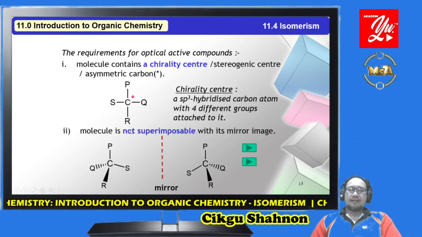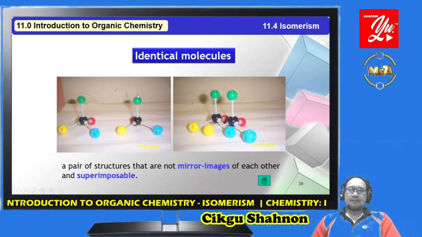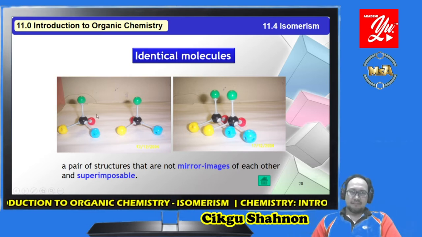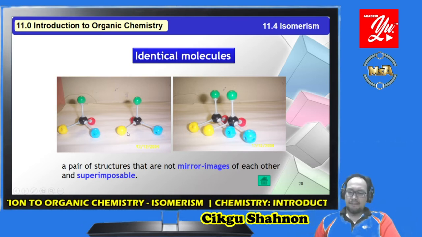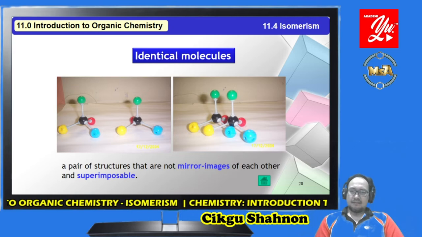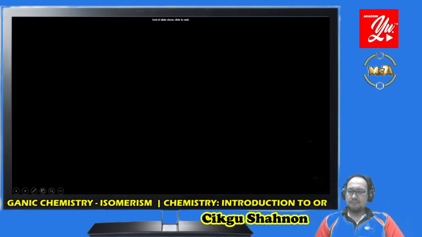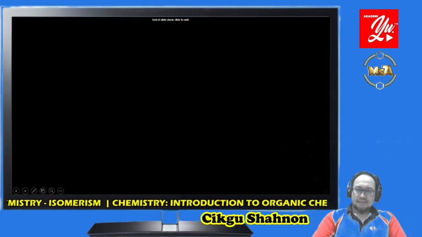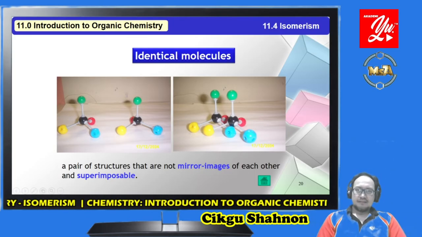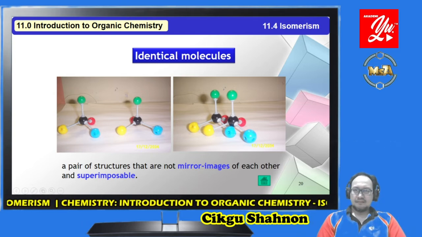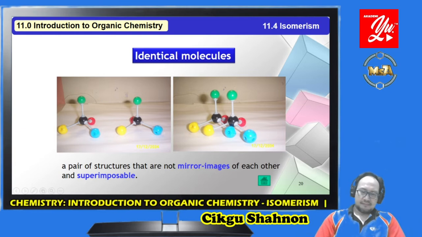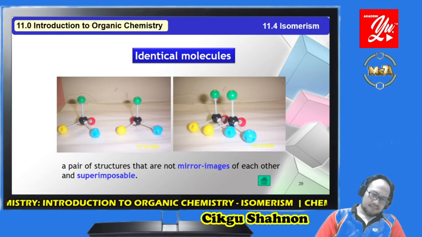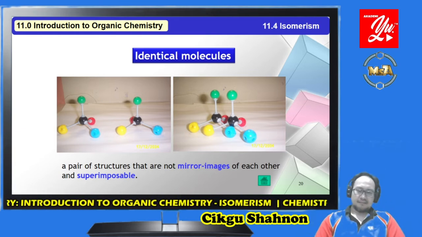Okay, now we look at this one. Imagine that we have a mirror here. Still mirror. Oops, mirror here. Sorry.